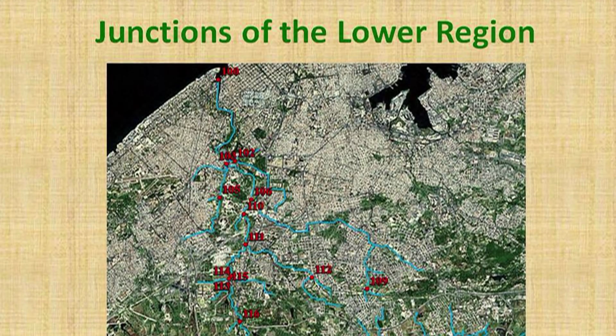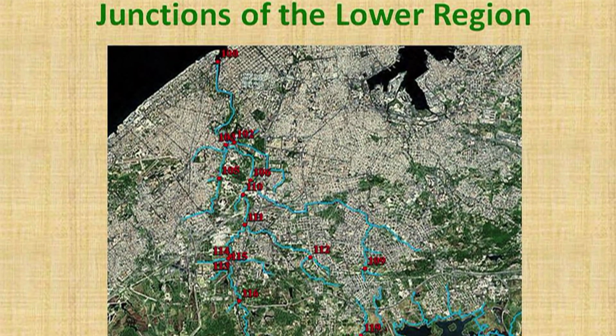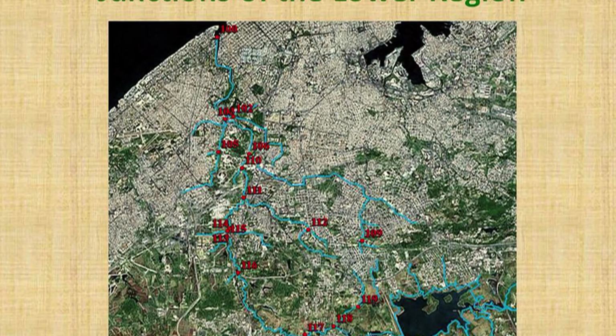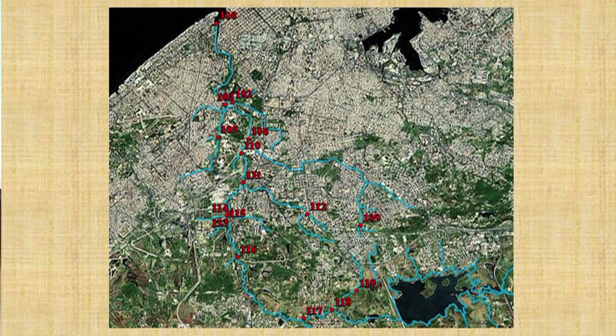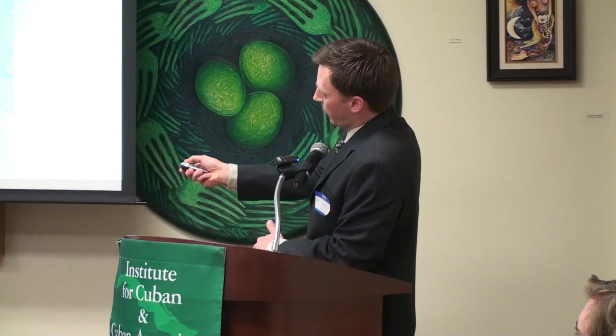And then this is an image of the lower reservoir. The main river stem considered by the model starts right here, just below the reservoir at junction 119. And the main stem of the river flows in this path through all these junctions as it goes northward to its outfall at the sea.